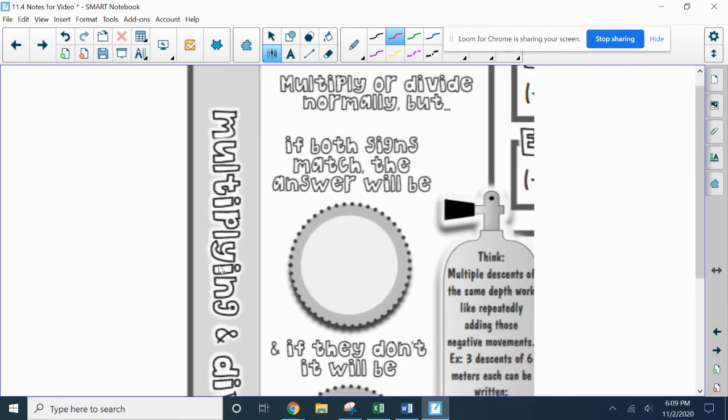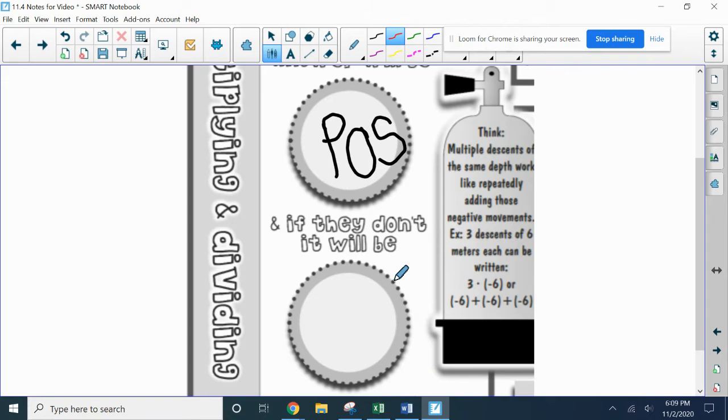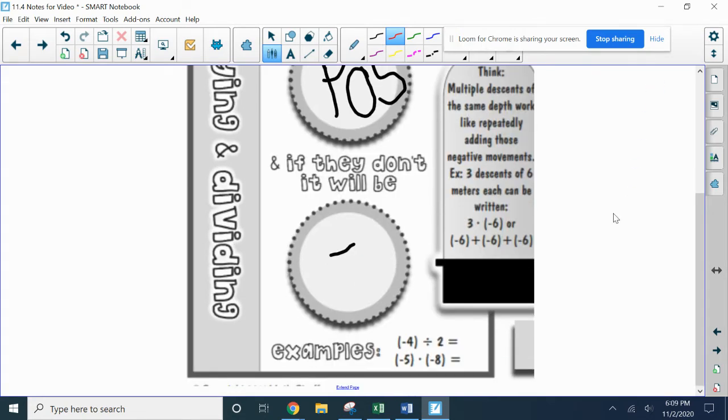So multiplying and dividing have the same rules. You're going to multiply and divide like you normally would, and then look at your signs. So if both signs match, the answer will be positive. And if they don't, it will be negative. So for example, 4 divided by 2, ignore the signs, is 2. Positive and a negative, so it's a negative. And then 5 times 8, because we're ignoring the signs, is 40. Positive and a positive. And then a negative and a negative, same signs, so it's going to be a positive.